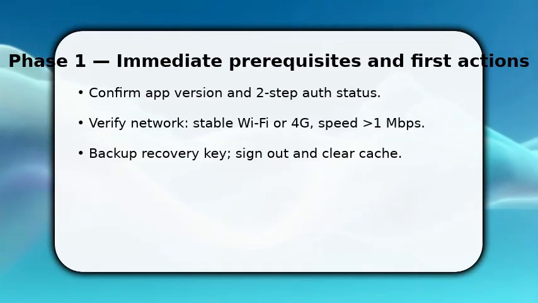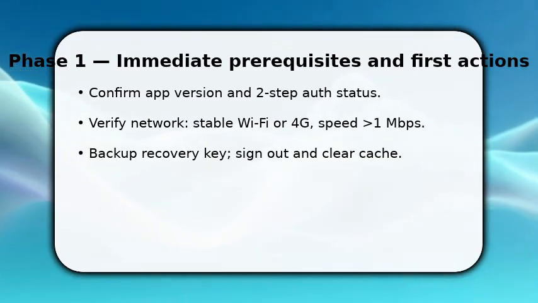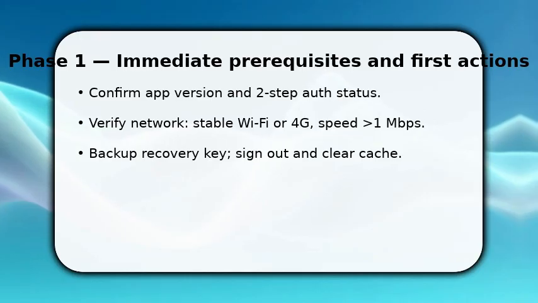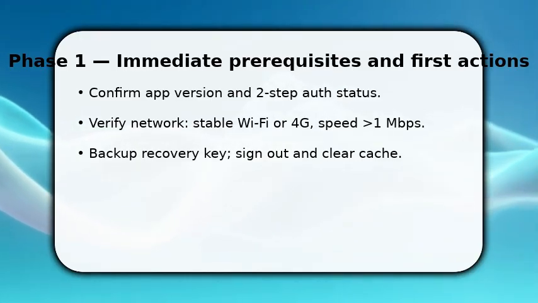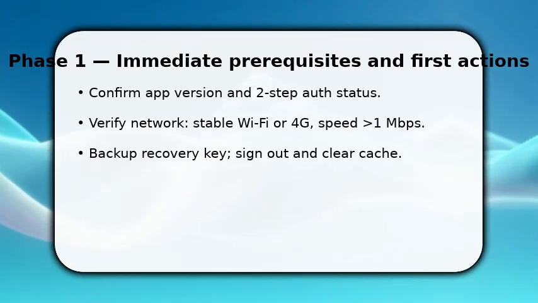You begin by confirming the app version and that two-step authentication is enabled. This prevents simple compatibility errors. Once done, make sure your network is stable. Use Wi-Fi or 4G with at least 1 Mbps because sync failures mimic vault errors.